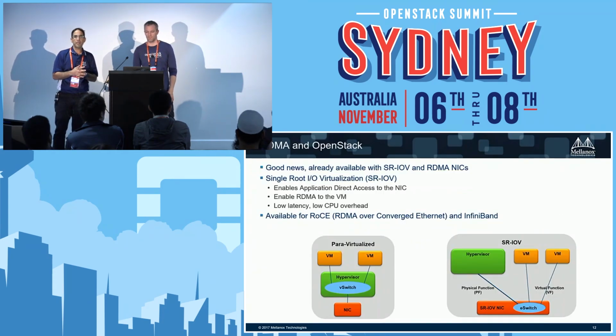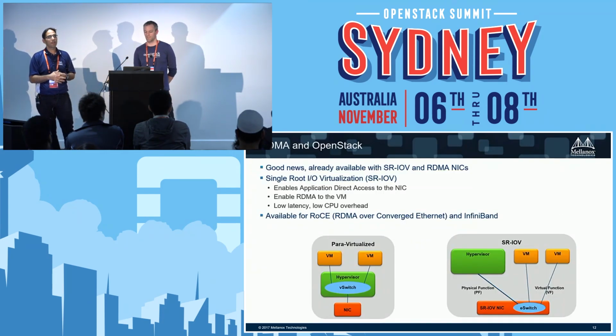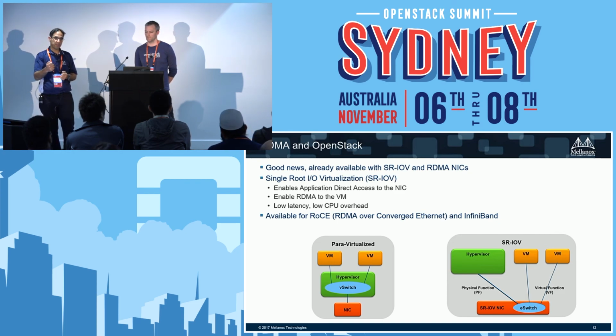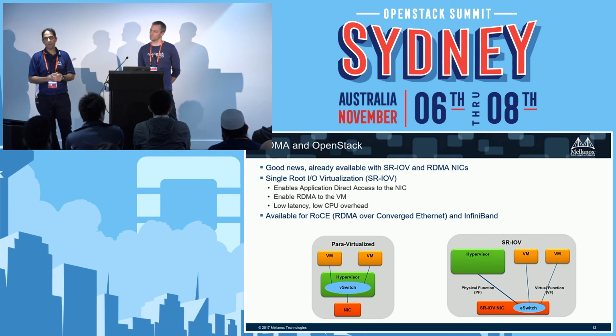In terms of OpenStack, getting RDMA is actually easy. It is already available in OpenStack. What you need to do is use SRIOV, which is part of Neutron. And once you use SRIOV to export the NIC to the VM itself, you'll get RDMA if you use Mellanox NICs.